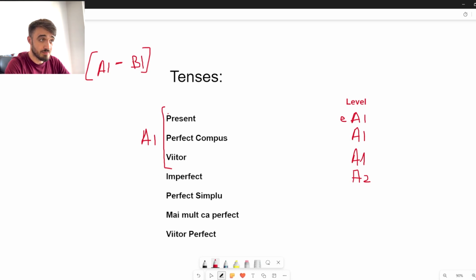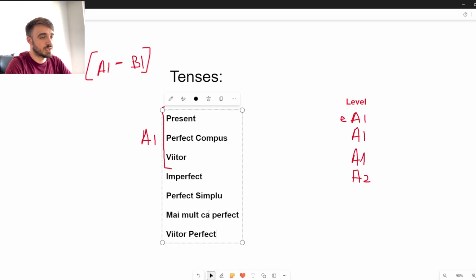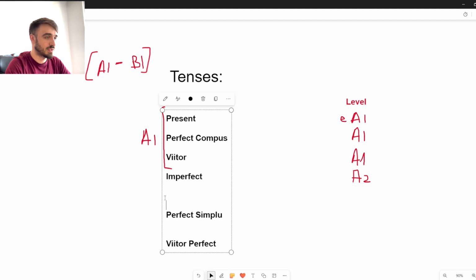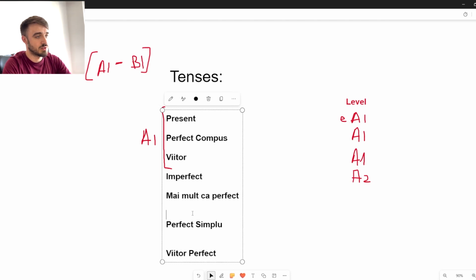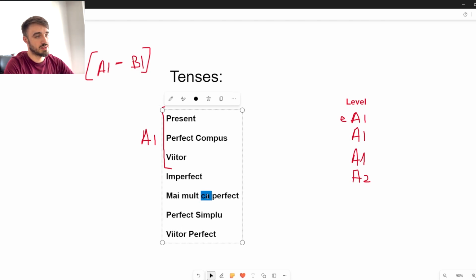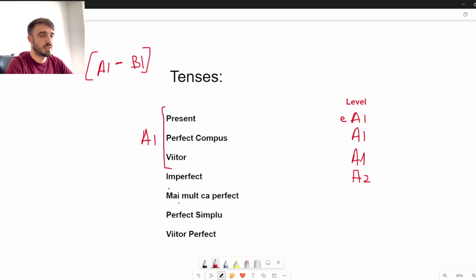Then, perfect simplu, mai mult ca perfect, viitor perfect. Okay, so all those tenses, in my opinion, are B1. I would probably start teaching the mai mult ca perfect before perfect simplu because it has more uses. I would say it's just more common to see the mai mult ca perfect, the pluperfect, the more than perfect, whatever you want to call it. I would suggest learn the mai mult ca.